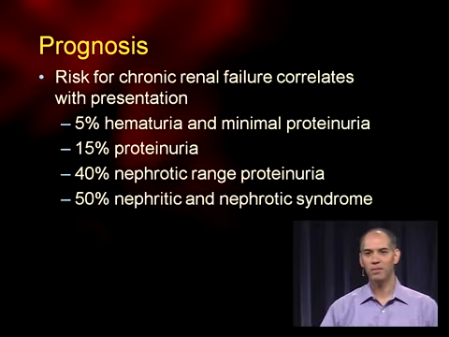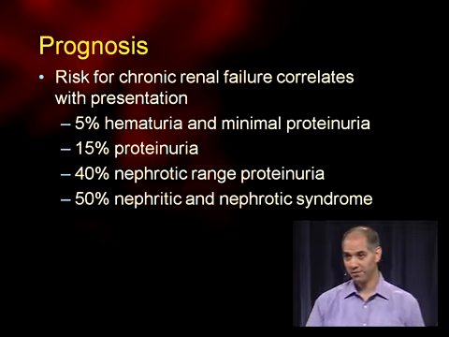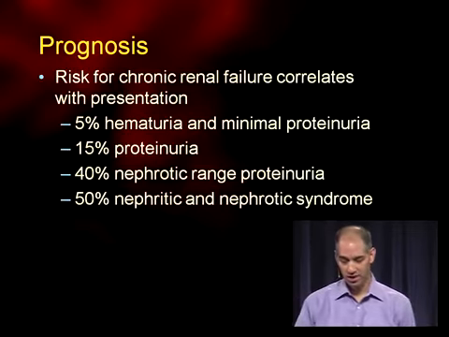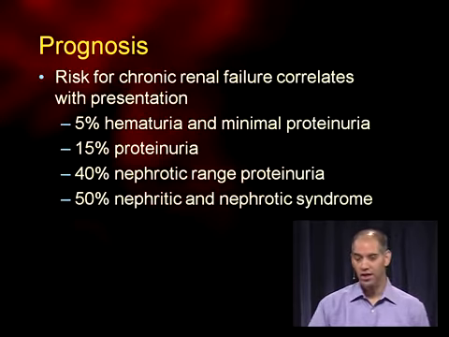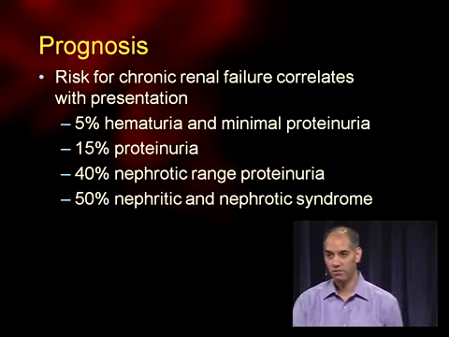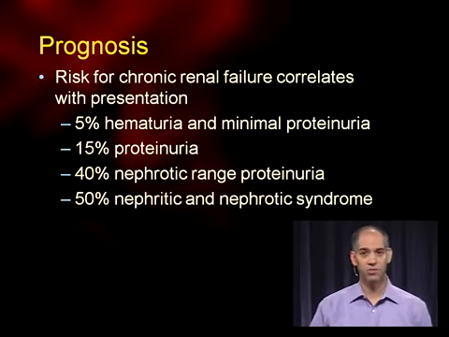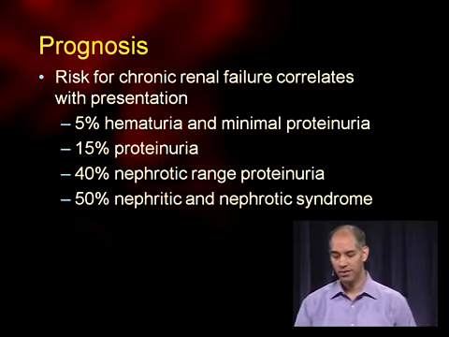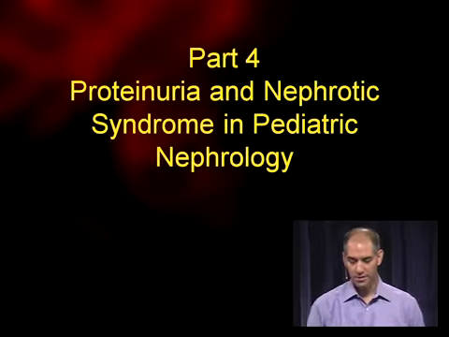If they just have a little bit of mild hematuria or minimal proteinuria, fewer than 5% of those kids are going to progress to end-stage renal disease. If they have massive amounts of proteinuria, they're more likely, and if they have nephrotic range proteinuria, again, 40% of those kids. So if they come in with full-blown nephrotic syndrome, those are the kids that we worry about and treat with, again, usually alternate-day steroids for a couple of years.